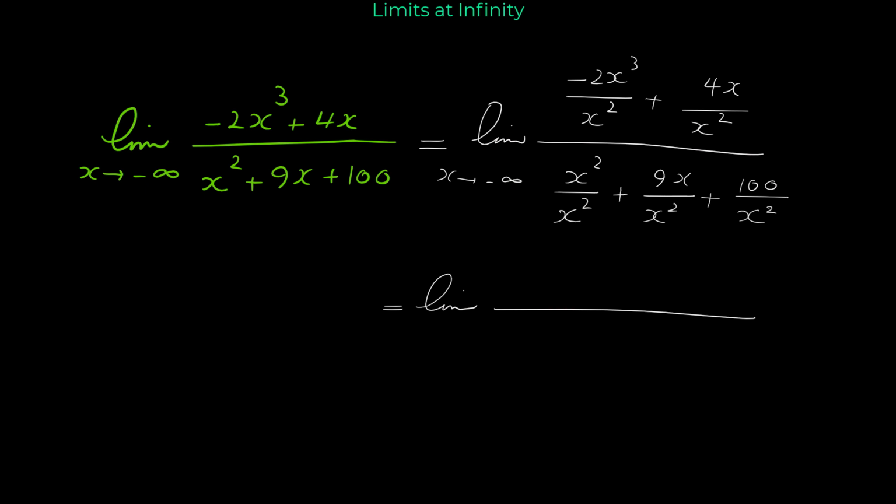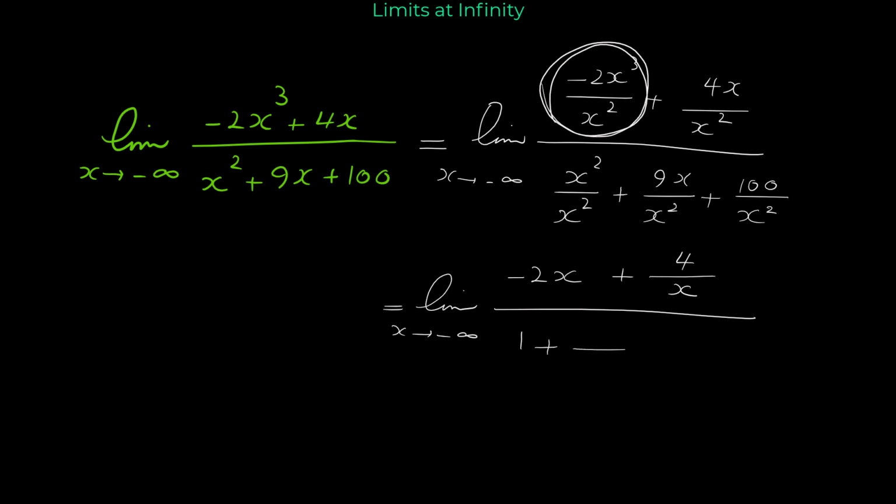Now let's simplify the fractions. Negative 2x to the 3 over x to the 2 is negative 2x. x2 from the bottom with x to the 2 from the top cancels. Just one x we have in the numerator. The next fraction is 4 over x. Now focus in the denominator. x2 over x2 is 1. Then we have 9 over x and 100 over x to the 2.